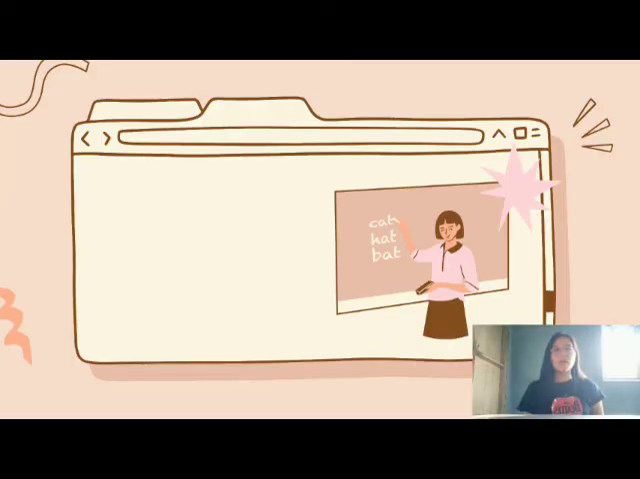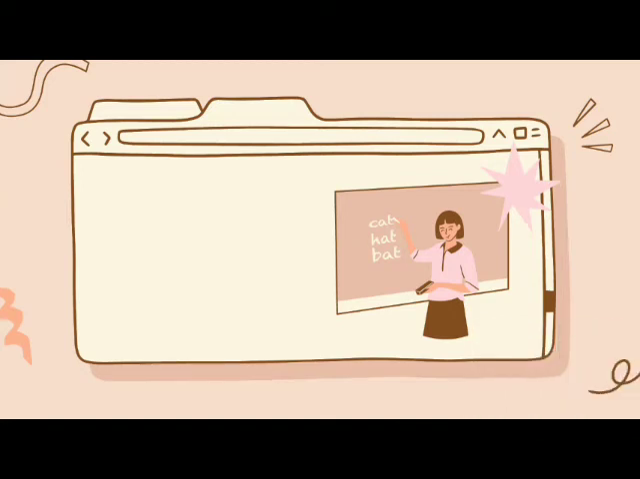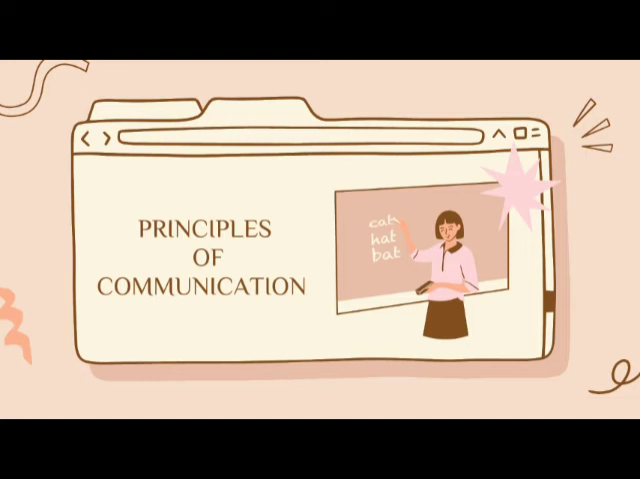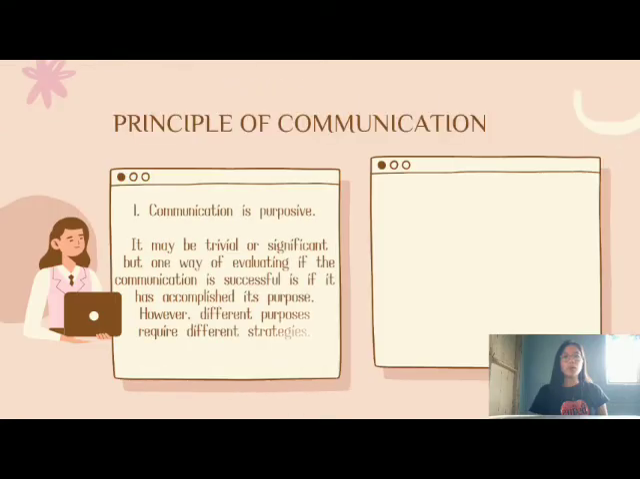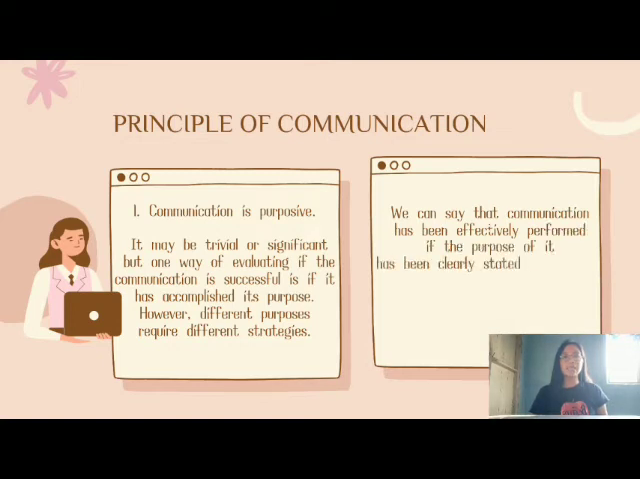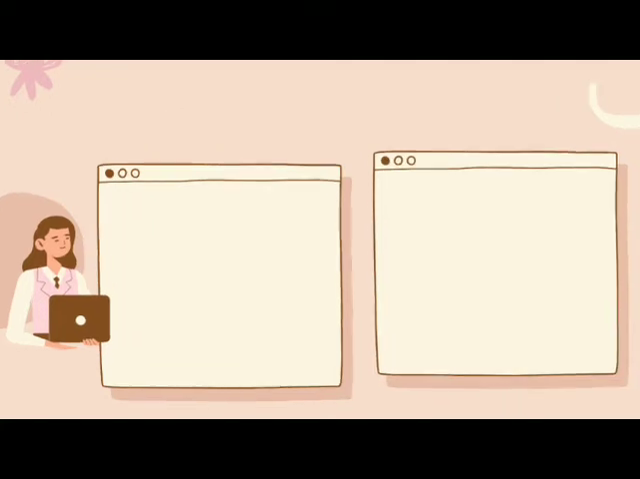We're done talking about the different functions of communication. Now we will proceed to the different principles of communication. Number 1, communication is purposive. We can say that communication has been effectively performed if the purpose of it has been clearly stated and passed to the person referring to or talking to.